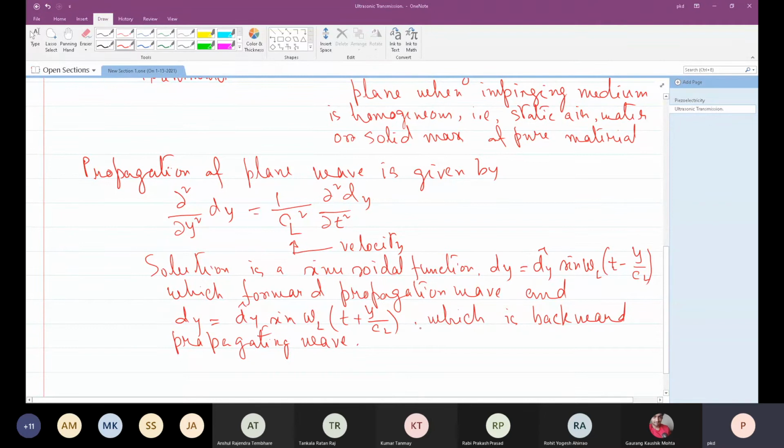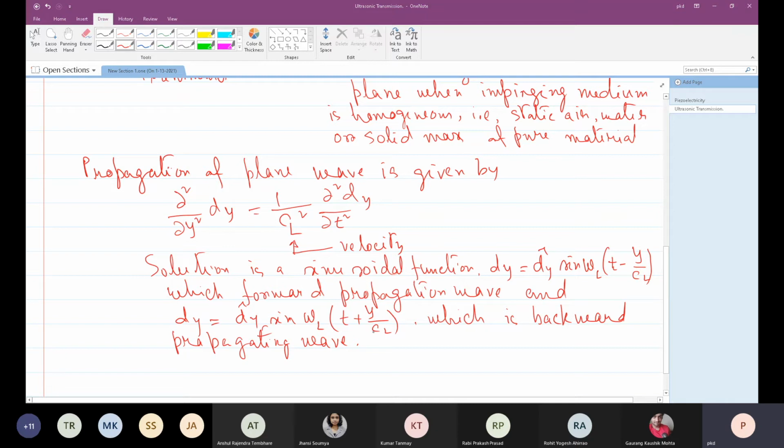The general solution comes as the summation of these two, a weighted sum of these two. Sir, what is CL in this equation? CL is the velocity. So this is basically the distance traveled is y. Therefore y by CL is in time unit, so that is the time delay corresponding to the point of y.